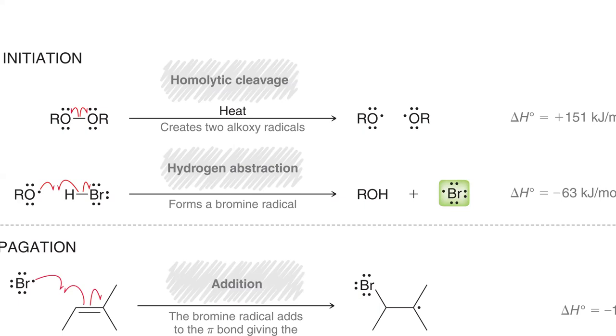So we actually have two steps. Technically, the second step is not an initiation step because we get the same number of radicals on both sides. But it's frequently written as an initiation step because this shows that you don't need a ton of peroxide. You don't need a stoichiometric amount of the peroxide because once you start this process and start making the bromine radicals, it can continue on without needing additional peroxide.